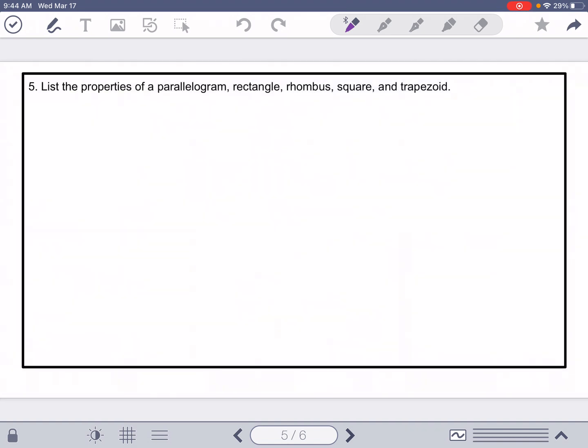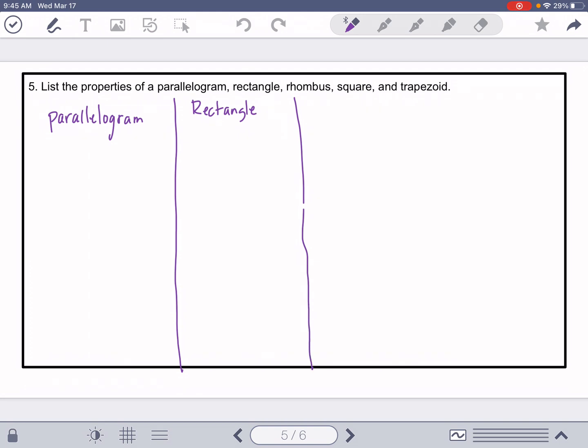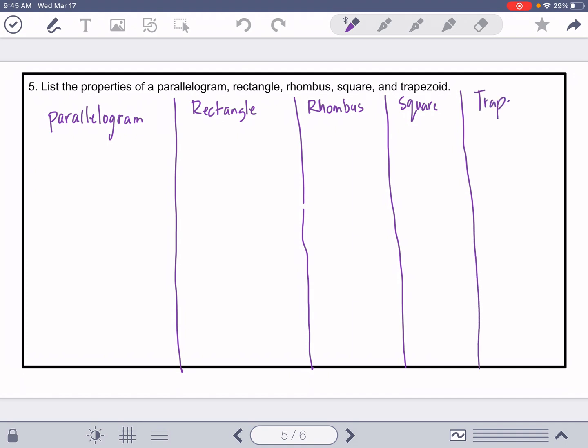List the properties of a parallelogram, a rectangle, a rhombus, a square, and a trapezoid. So, parallelogram, rectangle, rhombus, square, trapezoid.